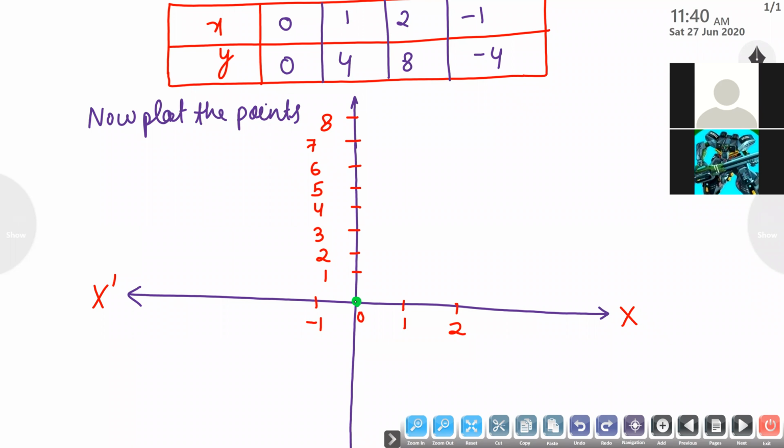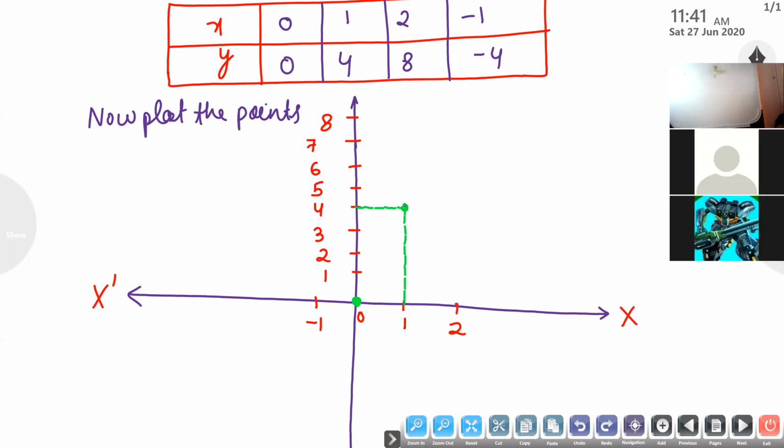Okay. Second, the value of x is 1 and the value of y is 4. Means 1, comma 4. X is 1, y is 4. I will draw the supporting line. This point is 1, comma 4.